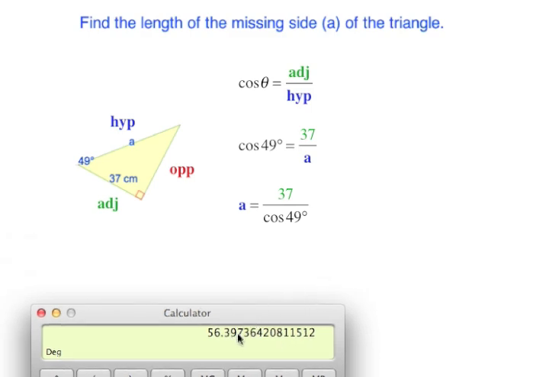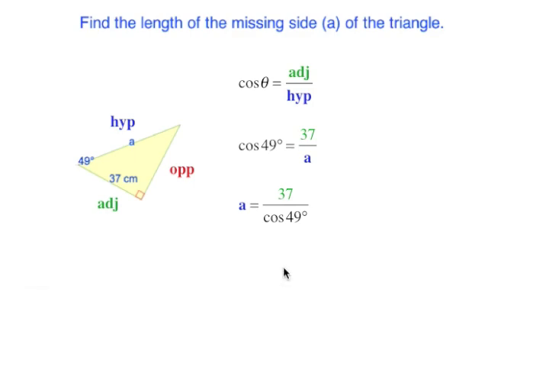Okay, so if I'm rounding it to, let's say, the 6, the 4 tells the 6 to stay the same. Okay, so A is equal to 56.39736 centimeters. Don't forget your units.